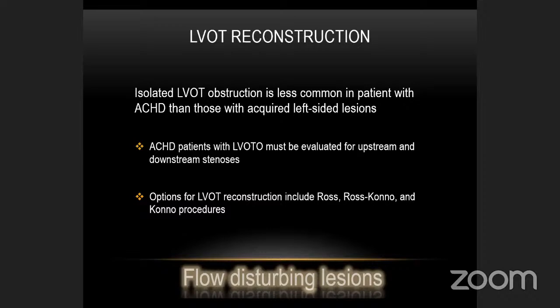Isolated LVOT obstruction is less common in patients with adult congenital heart disease than in those with acquired left-sided lesions. The adult congenital heart disease patient with LVOT obstruction must be evaluated for upstream and downstream stenosis. Options for LVOT reconstruction include the Ross and Ross-Konno procedures.